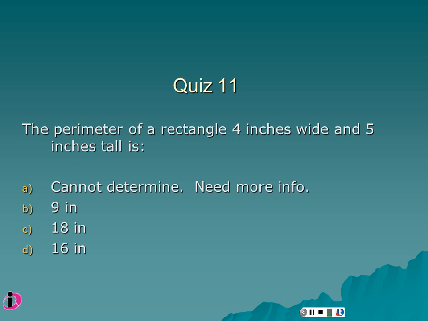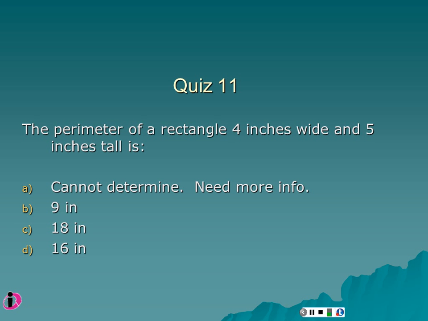The perimeter of a rectangle that is 4 inches wide and 5 inches tall. So the two sides are given. It's a rectangle. Remember, the other sides must be equal to these two sides, right? In a rectangle, parallel sides are equal. Or you can apply the formula. There is a formula for that. Remember, the formula is what? 2 times L plus 2 times W.